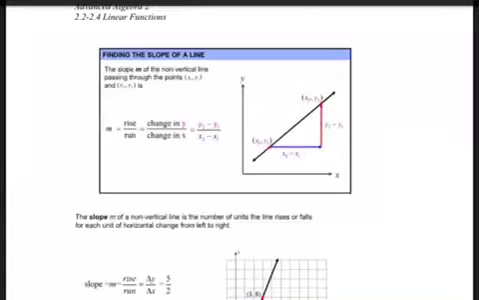Alright, so this is a video for the 2.2 to 2.4 packet. We're going to be talking about linear functions, starting with slope and the relationships and all of that.